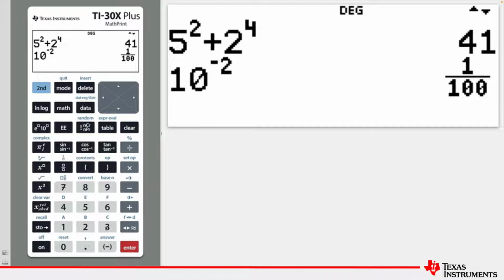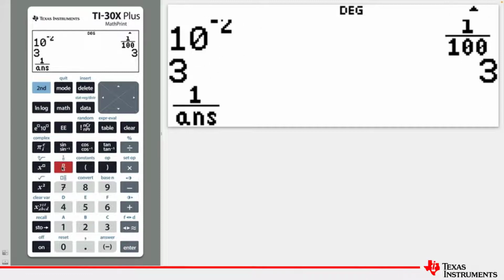As a third example, first type the number 3 and then note if you press second and the fraction bar key, you will get the reciprocal function. So 3 will become 1/3.